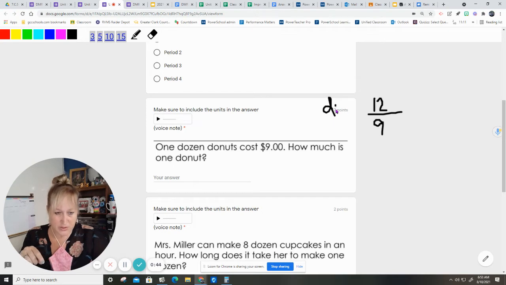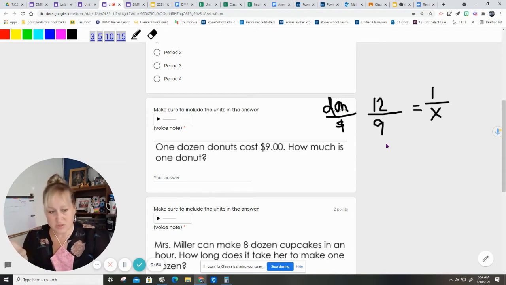So I'll put donuts over dollars. How much is 1 donut? So I'm going to put the 1 on top and the x here. Now, yes, you'll still be dividing, but for my sake, I personally need this. So 12x, because I'm cross multiplying, 12x equals 9 times 1. My answer will be 9/12.